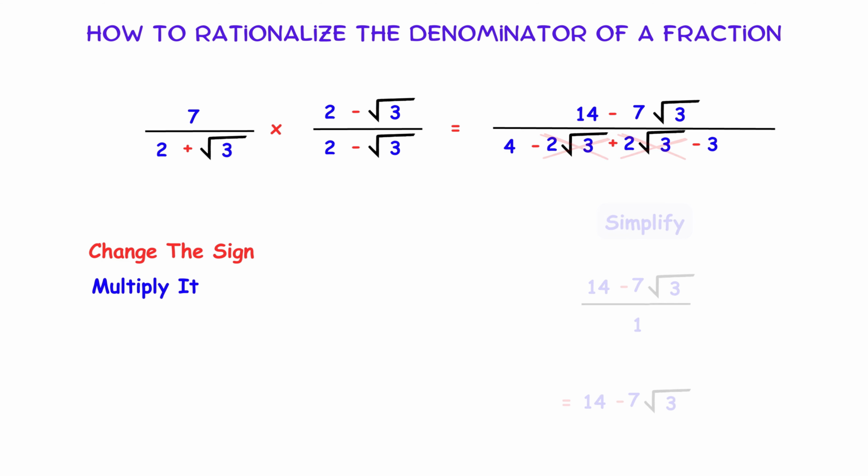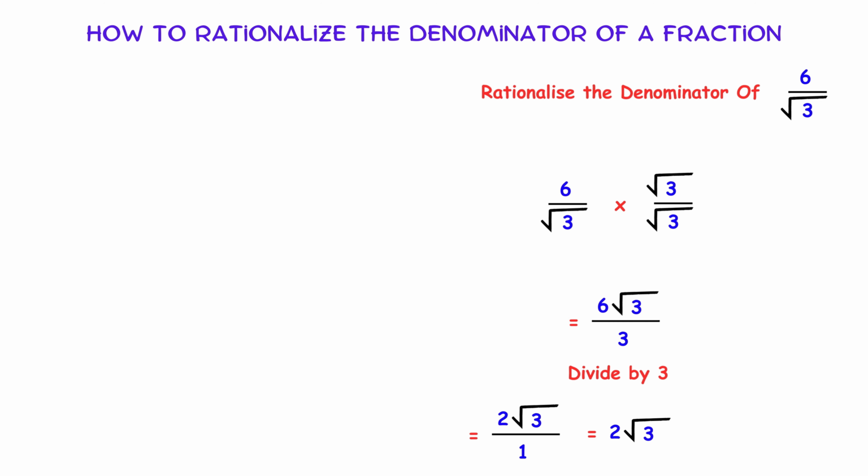In this first one, we need to rationalize the denominator of 6 over root 3. So the first thing is to take the 6 over root 3 and multiply it by root 3 over root 3, which gives us 6 root 3 as the new numerator and just 3 as the new denominator. And because it's a fraction, you should always see if it can be simplified at all, which this one can by dividing top and bottom by 3 to get 2 root 3 over 1, or just 2 root 3.